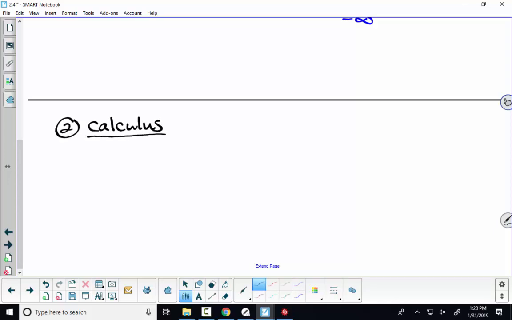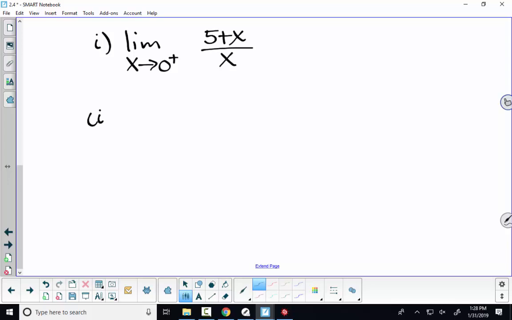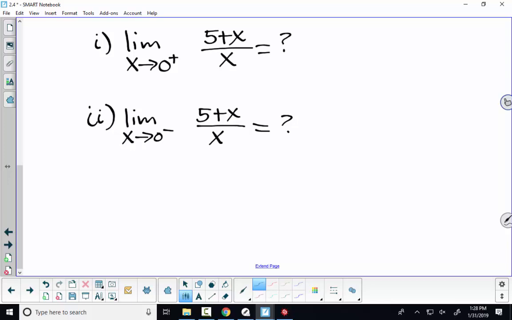So from calculus then, we're looking at the limit as x approaches 0 from the right. That's going to give us a piece of information, and the limit as x approaches 0 from the left on this function is going to give us another piece of information. And we've already seen visually from an algebra pre-calc approach what those limits should be. But we're going to discuss how we evaluate that so that we don't have to end up graphing it.